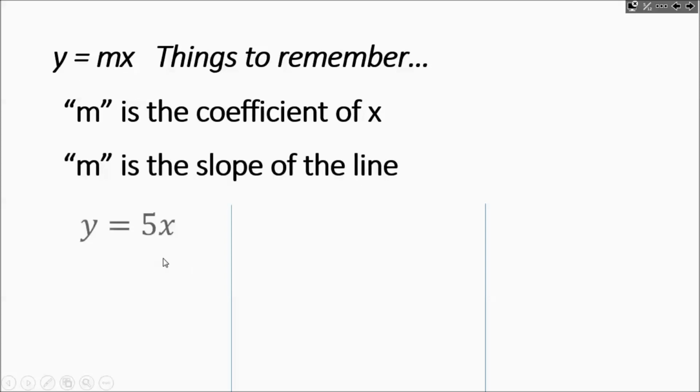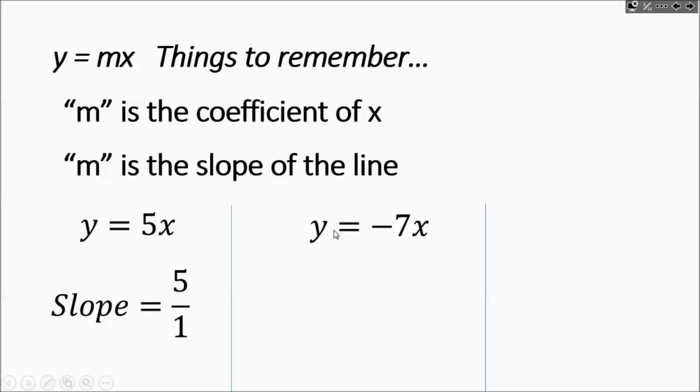So you've probably seen an equation like this, y equals 5x. Well, we're going to tune in: m is what's multiplying by x. So in this case, 5 is multiplying by x. So 5 is m. So 5 is the slope. I'm just going to think of it as a fraction.